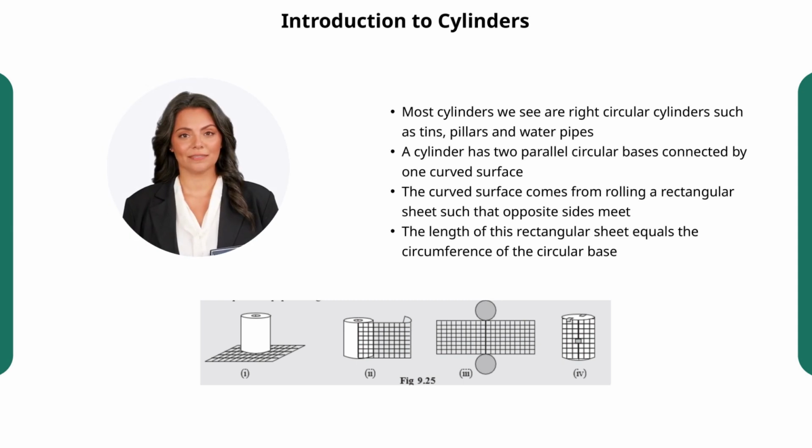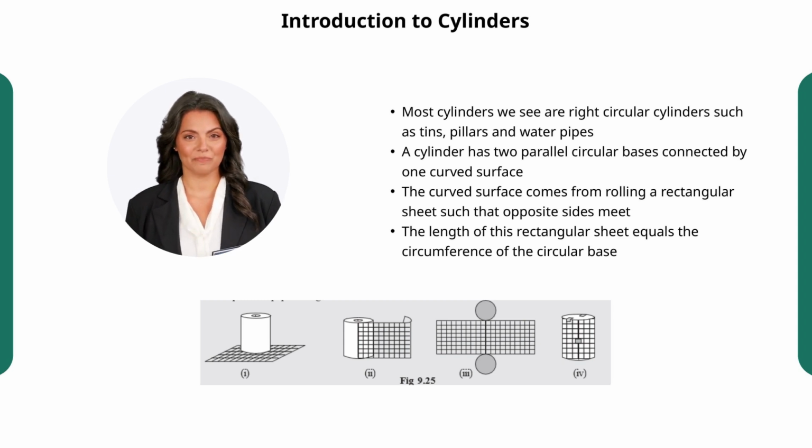Welcome, students. Today, let's explore cylinders, shapes you encounter almost every day, like tins or pipes. Think about how these shapes form. The curved surface comes from rolling a flat rectangle such that its opposite edges meet to form a circle. This means the length of the rectangle equals the circumference of the circle on the ends.